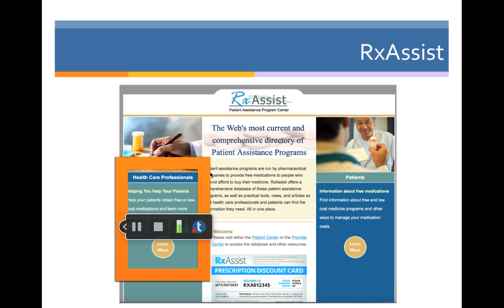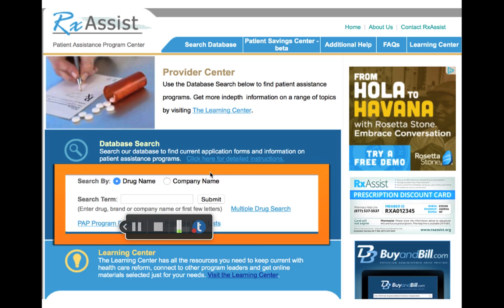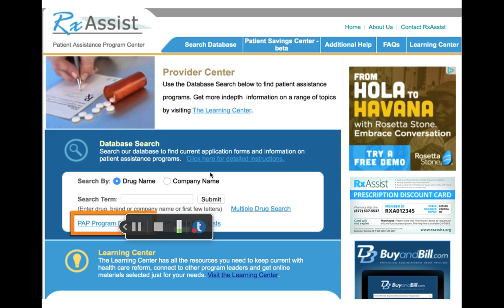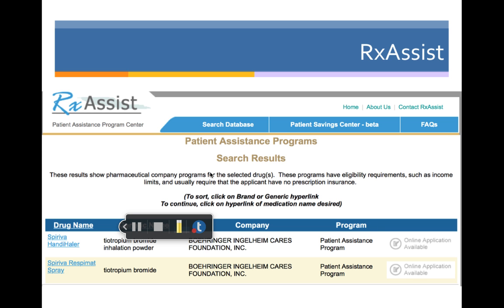I just want to briefly orient you to the website. So on the left-hand side, you'll see healthcare professionals, and then you'll want to click on the Learn More button. And then there's 2 ways that you can search. You can either search directly by drug name, or they have a PAP program directory that lists all the current PAPs that are available from drug manufacturers. And so I searched again for Spiriva, and it shows you that the drug manufacturer, Boehringer Ingelheim, has a patient assistance program and provides a link to the online application.